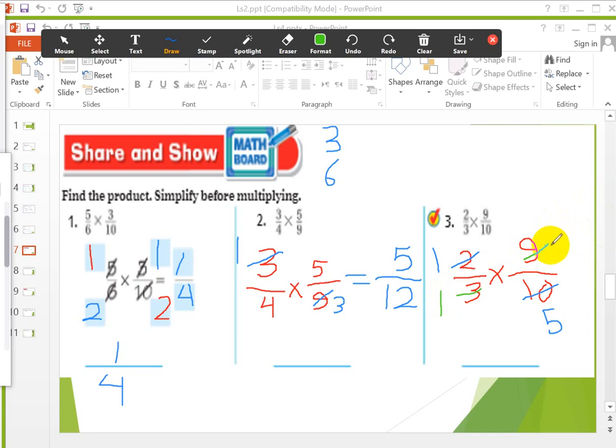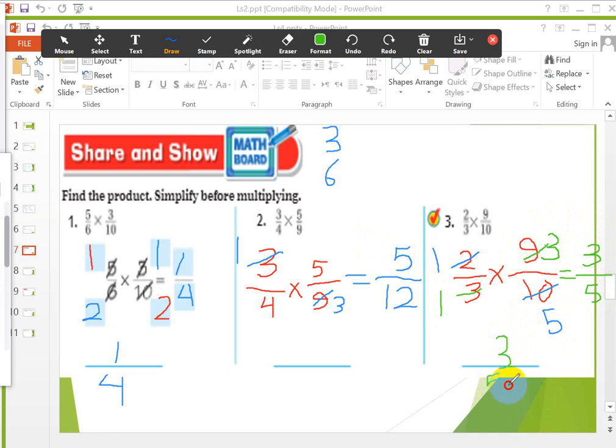Yes, Rina. 9 divided by 3 equals? 3. Thank you. Now, let's multiply together, Rina. The numerators together. 1 multiply 3 equals? 3. And 1 multiply 5 equals 5. So the answer is 3 over 5.